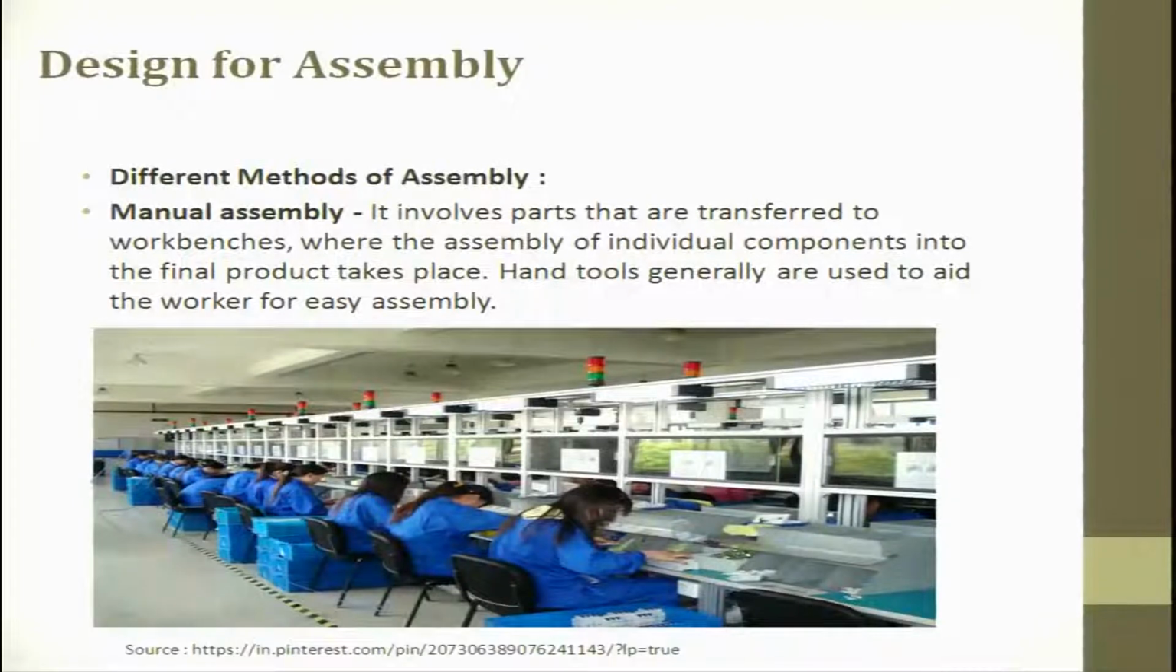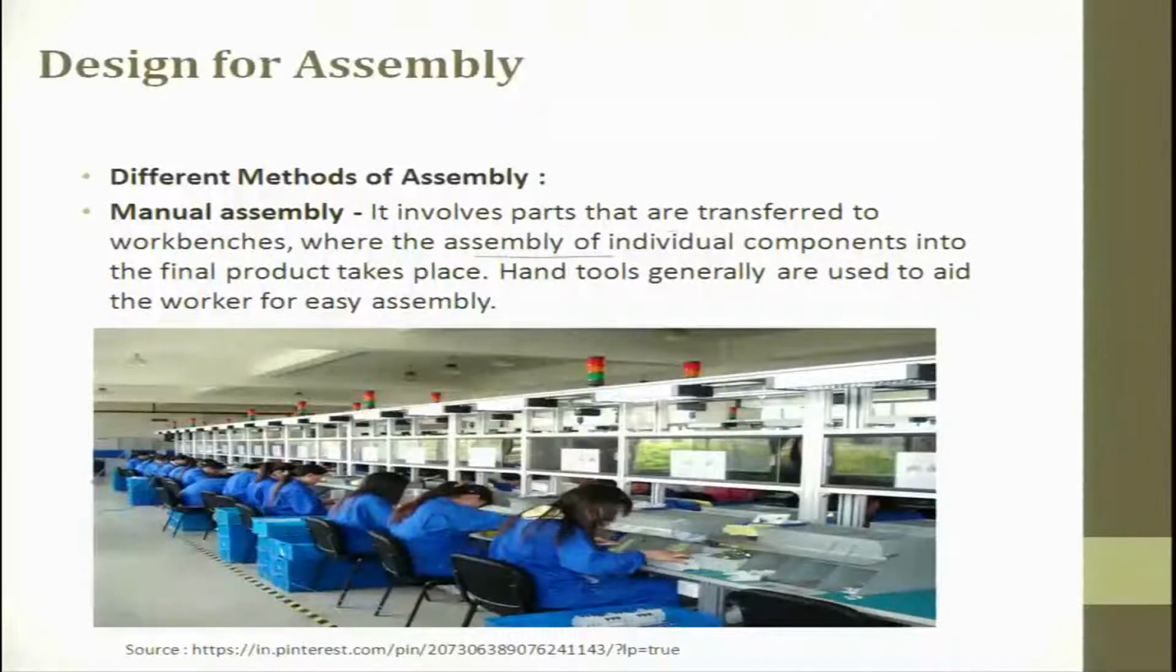So, it involves parts that are transferred to a workbench. Workbench is nothing but a place where something happens. If you talk to an electrical person, he says a workbench is where he puts his breadboard and assembles all the electronic gadgets. So, it involves parts that are transferred to workbenches where the assembly of individual components into a final product takes place. Hand tools generally are used to aid the worker for ease of assembly. So, everything is done by hand. The tactile sensor, or the force sensor, is all the human being only.